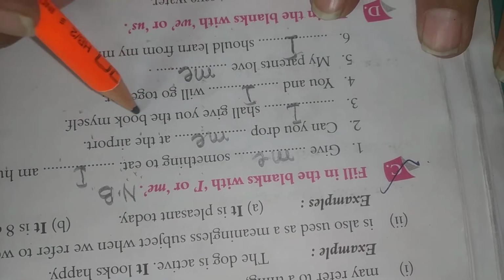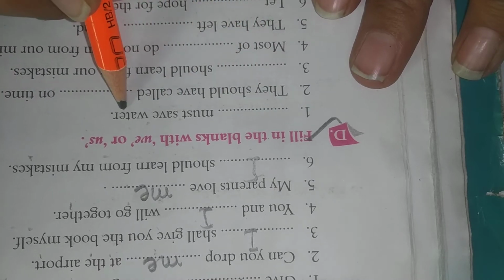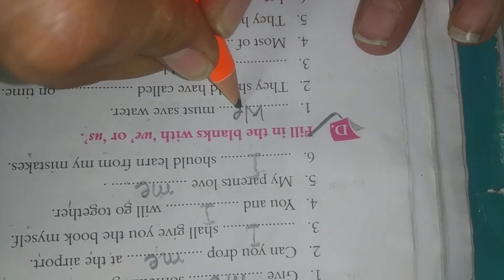So do this exercise in your notebooks, all of you, class 6th. Then we'll come to this part. Fill in the blanks with we or us. Dash must save water. We must save water. They should have called us on time. They should have called, we नहीं आएगा बच्चे, हाँ. We will use us.